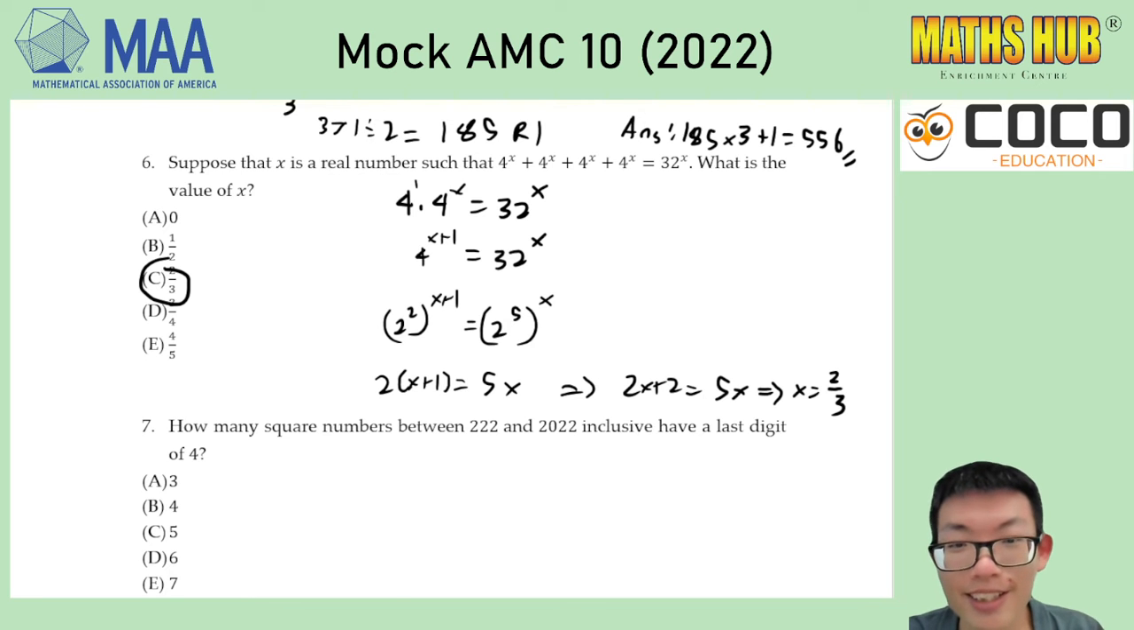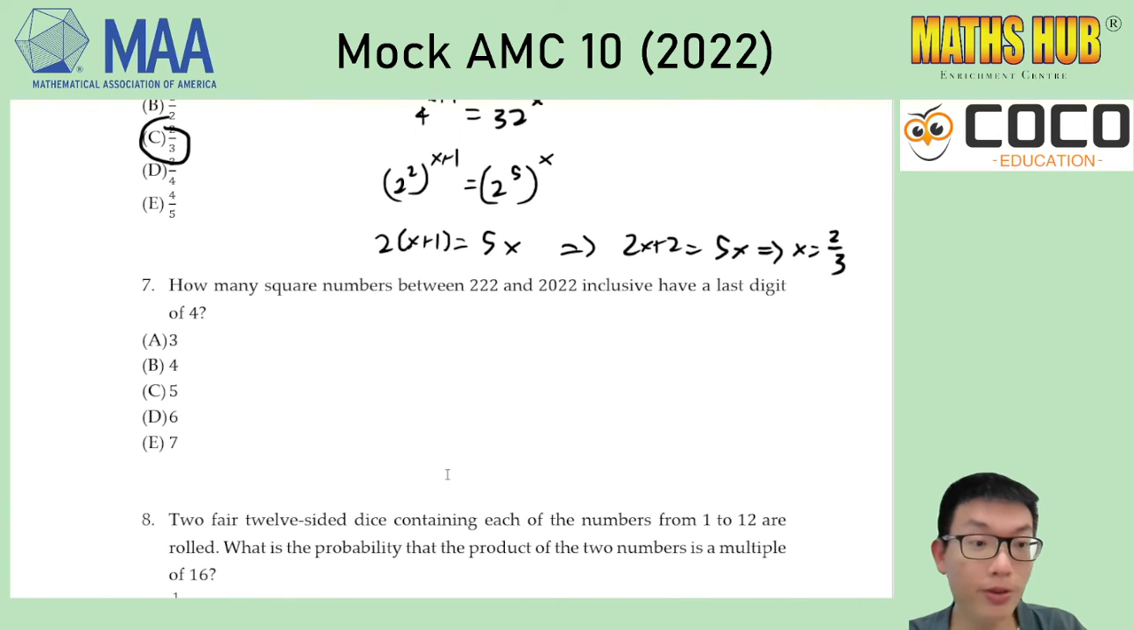Question 7. How many square numbers between 222 and 2022 inclusive have a last digit of 4? So I don't want to list out all the square numbers because I know most of them do not actually have a last digit of 4. And the key for last digit is that you only need to focus on multiplying the last digit.